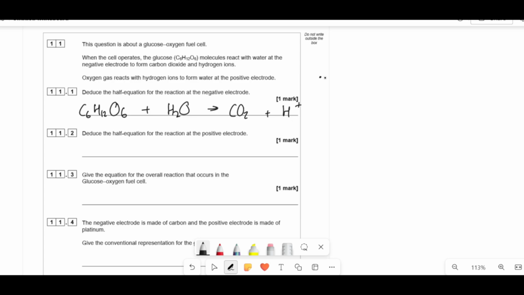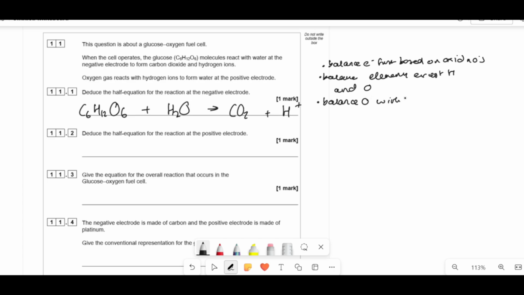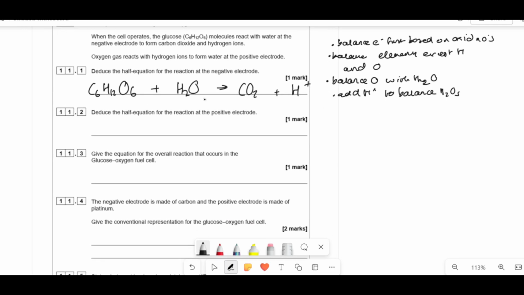So with all of these things, you should start by balancing the elements. Balance elements except H and O. Technically speaking, you should always balance electrons first based on oxidation numbers. And then what you do is you balance with water. So you add H2Os in, and then you add H pluses to balance the H2Os out. If you do that, that will always get you your half equations fine. In this circumstance, we've got parts and bits and bobs. So you can see there's H's on both sides, so we need to have a look at what's going on between those.